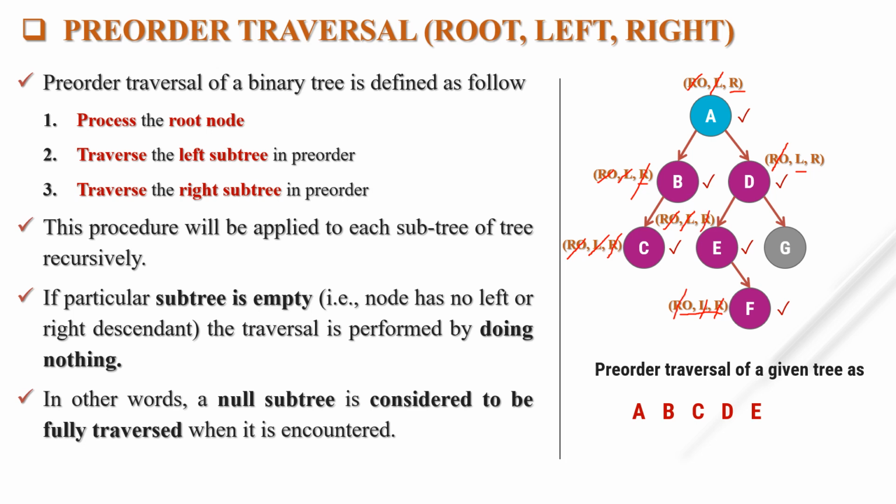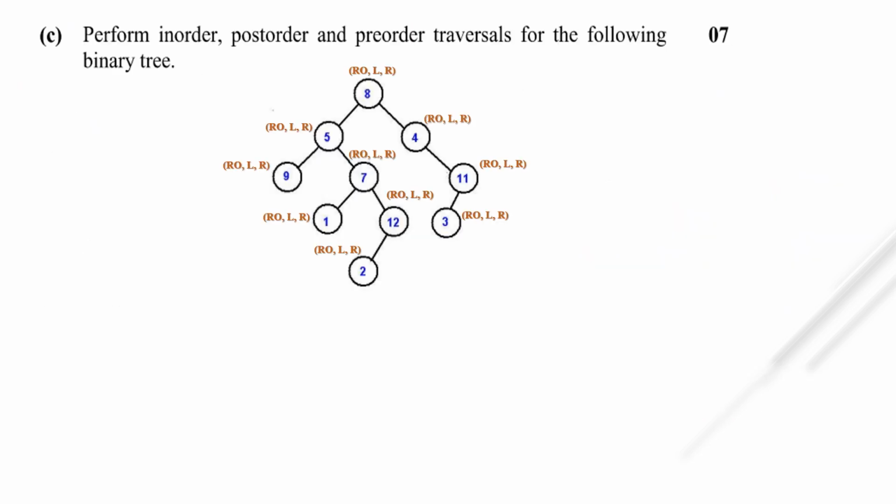Now D's left subtree is already processed. So now we are going to the right subtree of D. And once again apply root, left and right. So the root is processed first. Which is our root? G. So G will be the answer. This is how we have to find the pre-order. There is a shortcut method that I will explain at the end, after completing in-order and post-order.